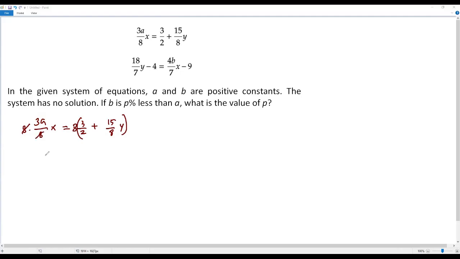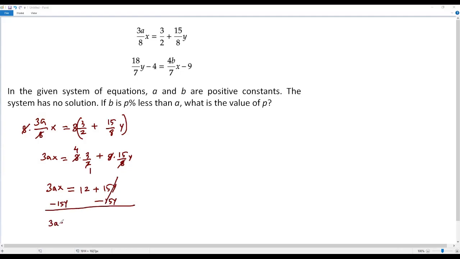Let me multiply the left side by 8 and now the right side by 8. Here this 8 will cancel, then I'm getting 3ax. Here we can distribute this 8 to the 3/2 and also the 15/8 times y. Then I'm getting 8 times 3/2 + 8 times 15/8 times y. Here this 8 will cancel out. 2 goes into 2 one time and 2 goes into 8 four times. Then I'm getting 3ax equals 4 times 3 is 12 + 15y. Now let me subtract 15y from both sides of this equation. When I do so, the +15y and -15y will cancel out. Then I'm getting 3ax - 15y = 12.